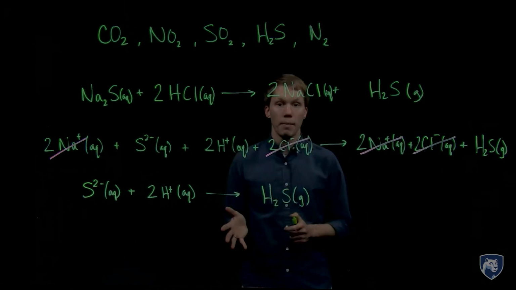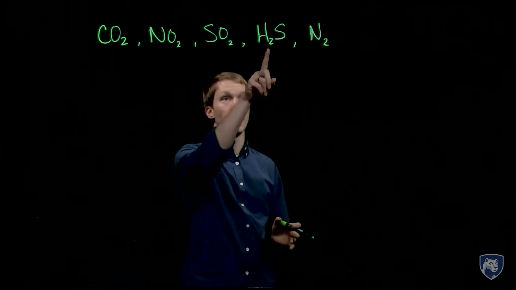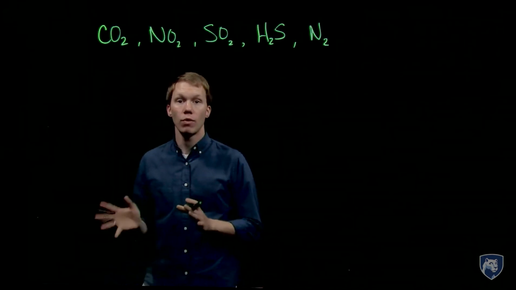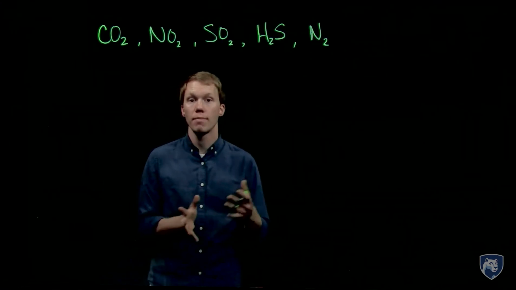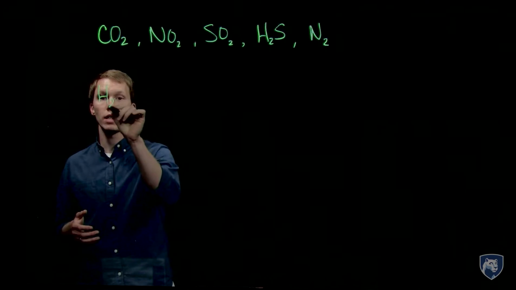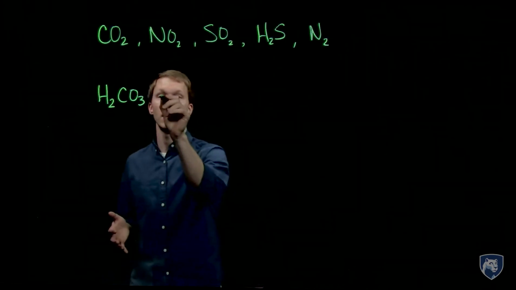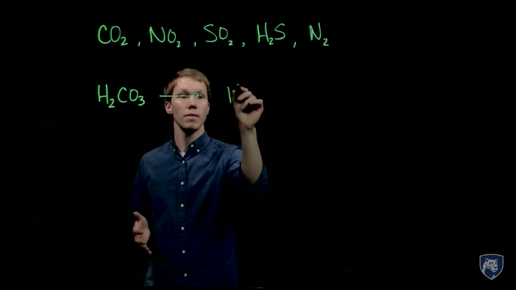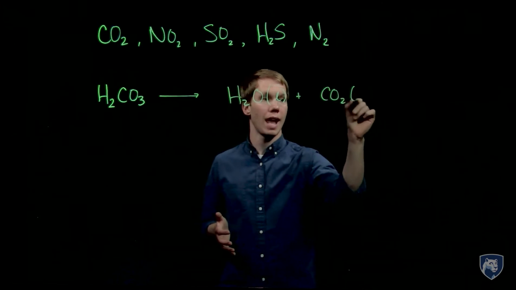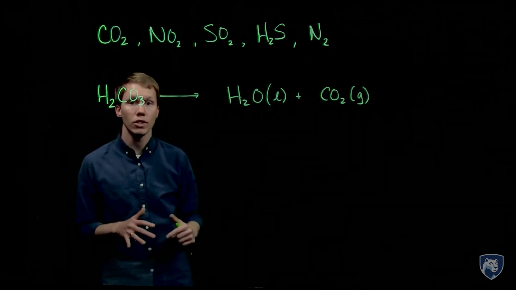Let's look at one more example. We just looked at an example where we saw the direct formation of a gas. Another scenario we may see is that we form a compound that is unstable and breaks down into gases. And one of those is carbonic acid. Carbonic acid is unstable and decomposes to water and CO2 gas. And this is an acid that's actually present in your soda.